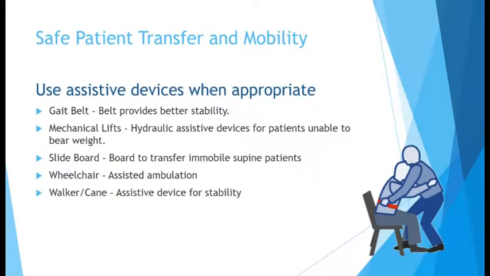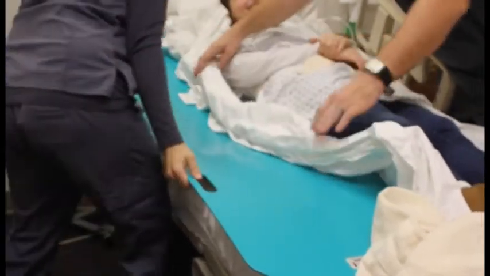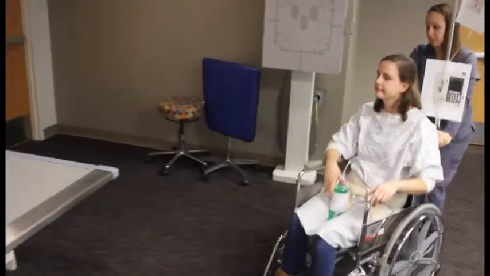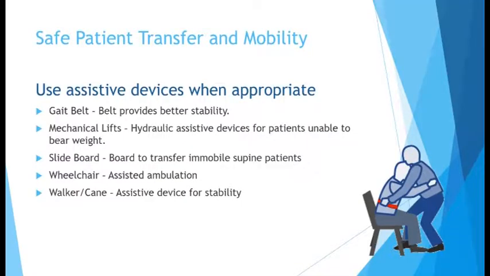Use assistive devices when appropriate. Gait belts. Belts that provide better stability for transfers. Mechanical lifts or hydraulic assistive devices for patients unable to bear weight. Slide boards. Boards used to transfer immobile supine patients. Wheelchairs, assistive devices for ambulation, and walkers or canes, assistive devices for stability.